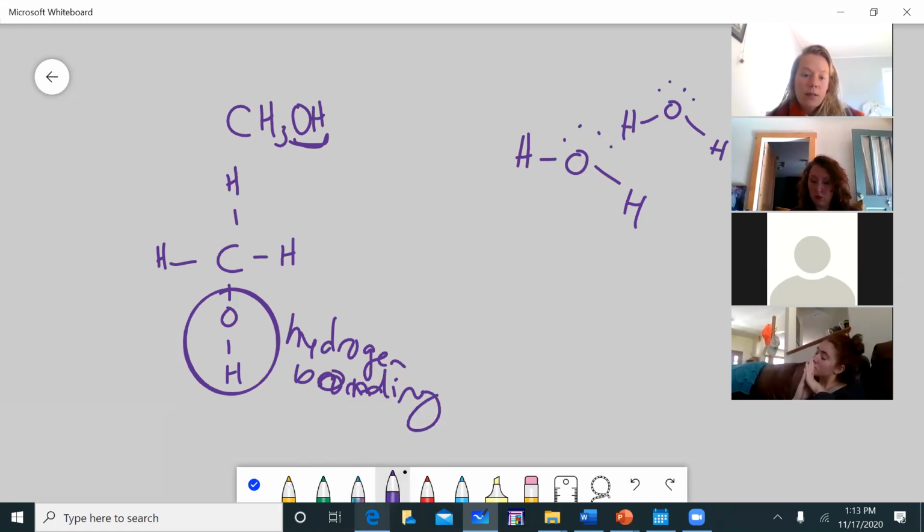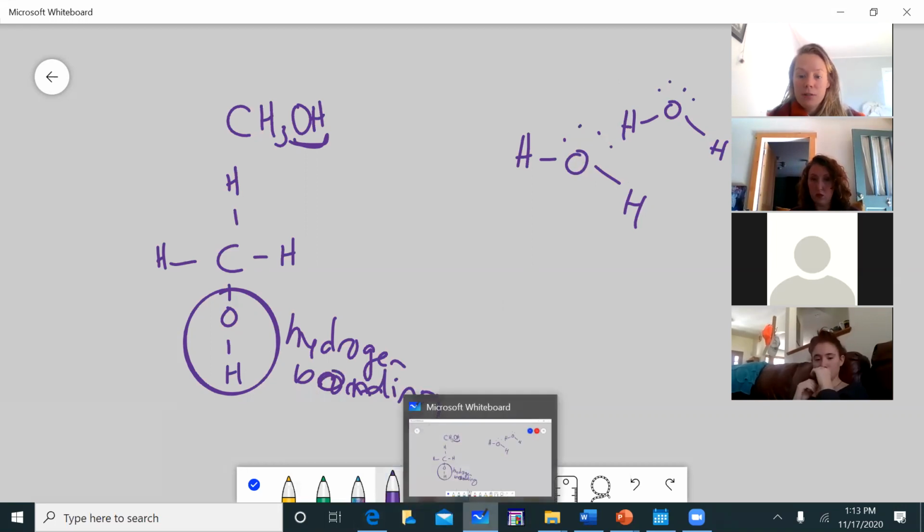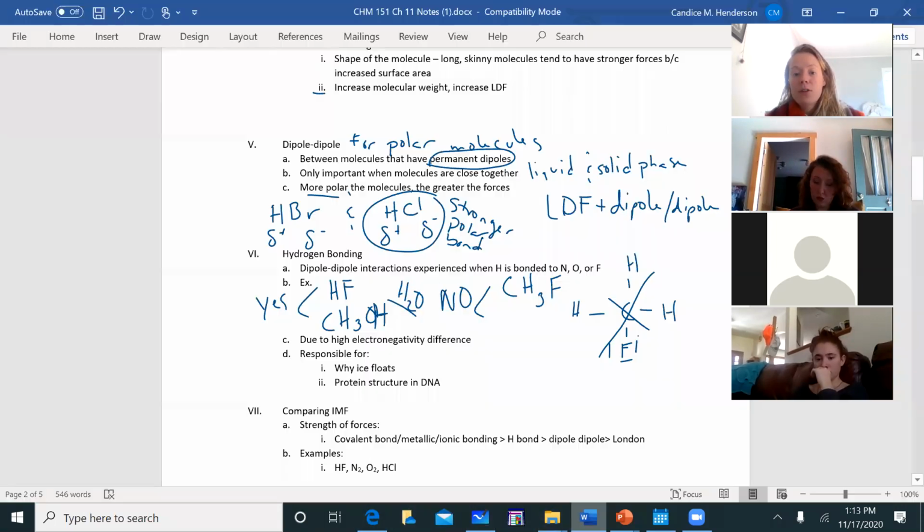Why are hydrogen bonds extra special? Why do they get their own grouping? Because they're stronger. And they're stronger because they have a higher electronegativity difference. So the difference between H and F is substantially greater than the difference between H and Cl or H and Br. Fluorine, oxygen, and nitrogen right along the top there have a really big electronegativity.